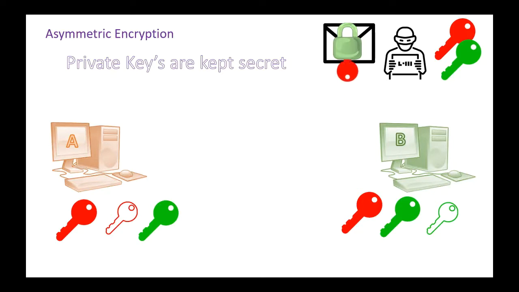He could try using the public key of the computer sending the message, but that won't work. He could even try using the key that encrypted the message in the first place, but that won't work either. The private key stored safely on computer B is the only thing that will unlock this message.